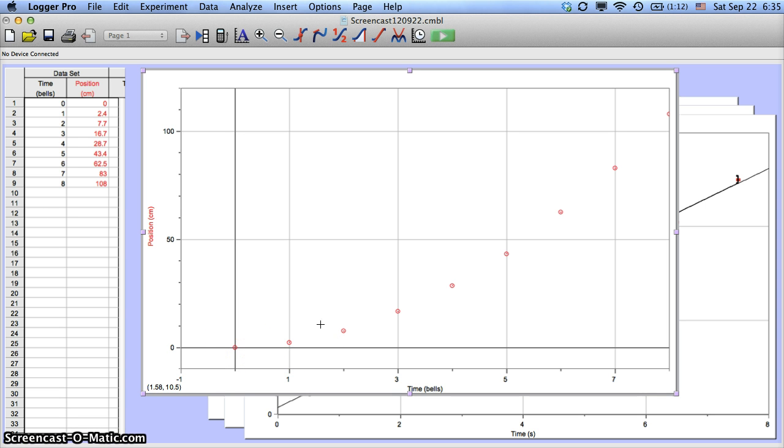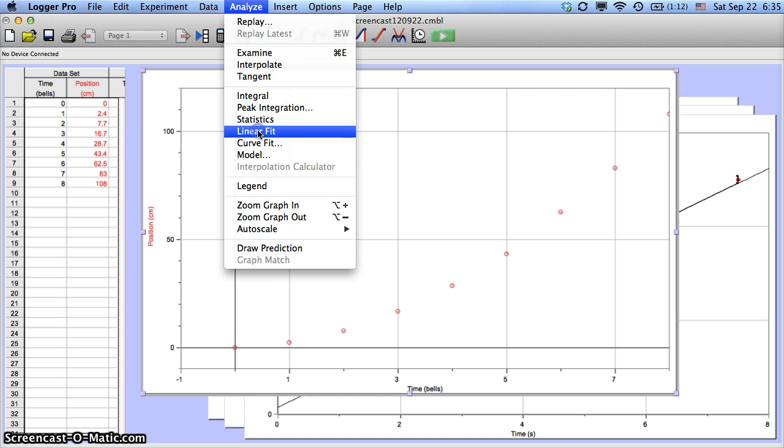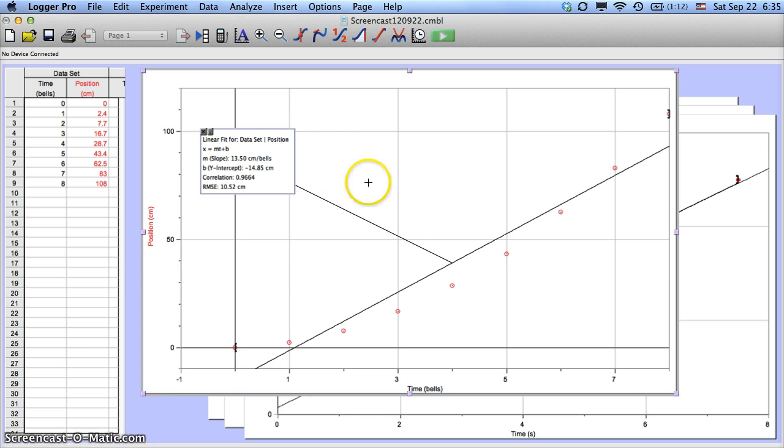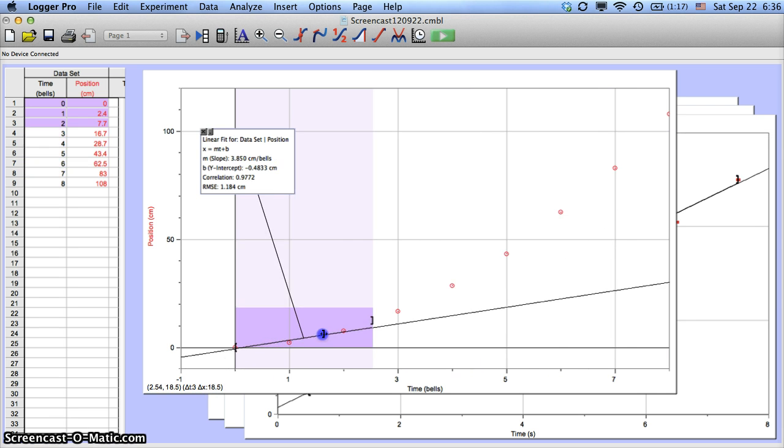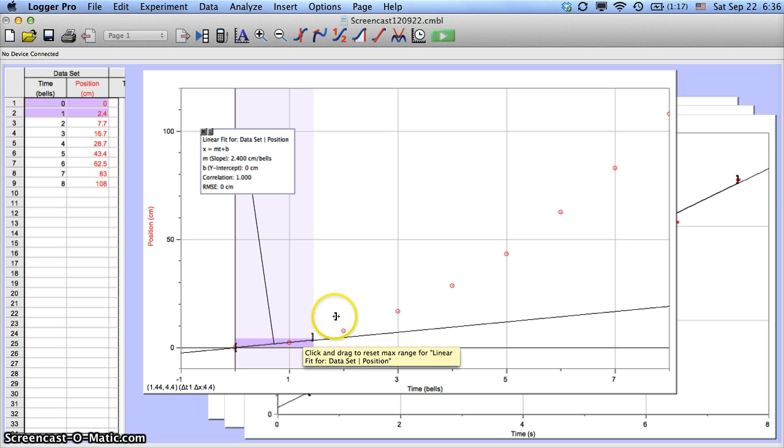Now the assignment is to figure out what's the slope of the position graph between these two data points. You can use the LoggerPro, and you go up to Analyze and Linear Fit, and you'll see that it fits to the whole data set. Well, we don't want to do that. We just want to know what is the slope between these first two data points. So you go up to this little black bracket, and it changes to this little bracket with the arrows, and I'm just going to drag it down so it's between the data point at 0 and 1 bell.